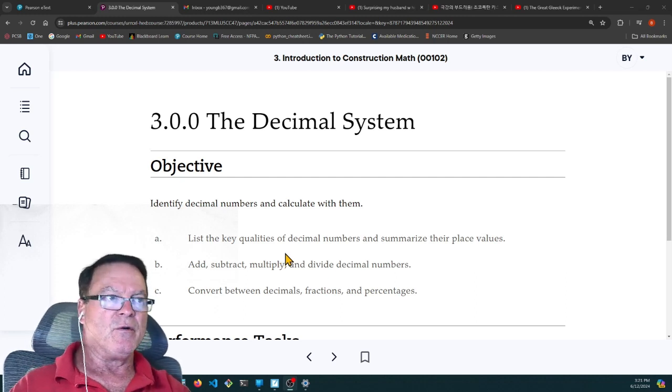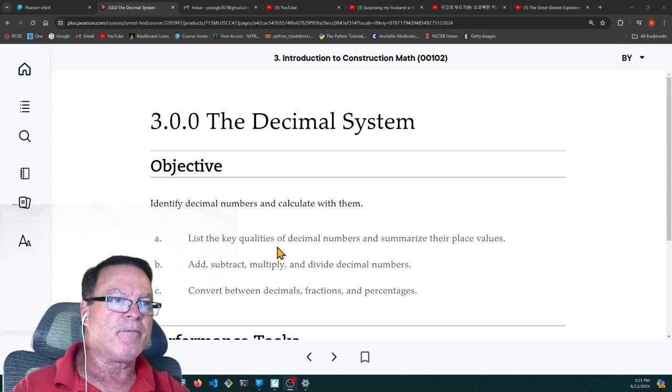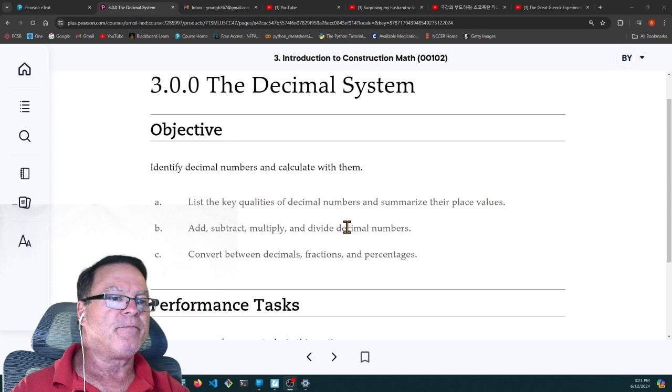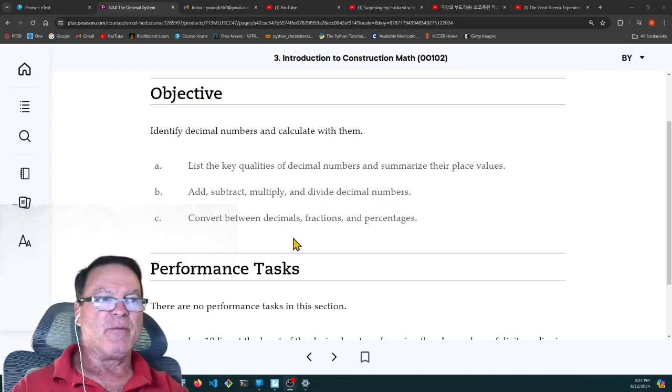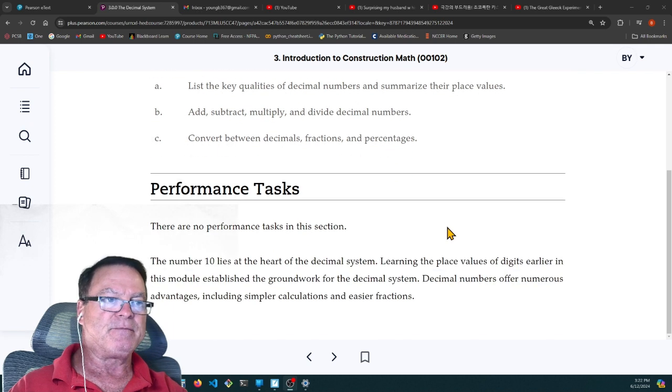3.0.0, the decimal system. Identify decimal numbers and calculate with them. List the key qualities of decimal numbers and summarize their place values. Add, subtract, multiply, and divide decimal numbers. Convert between decimals, fractions, and percentages.